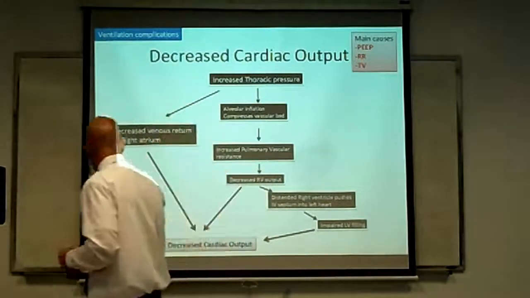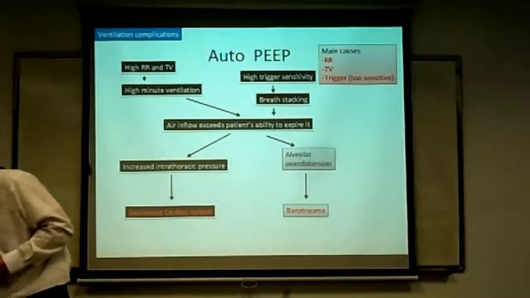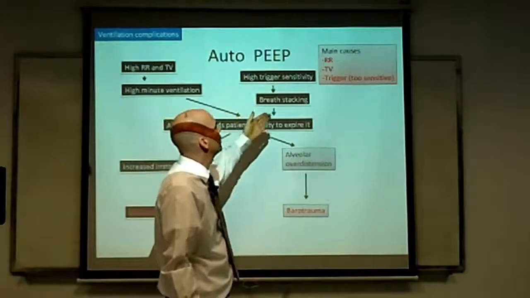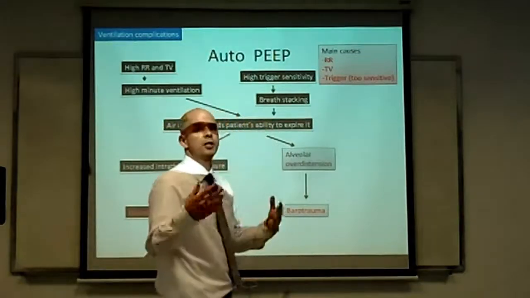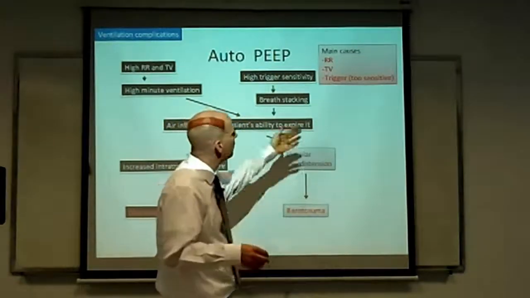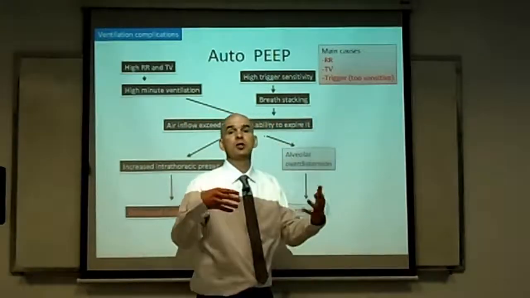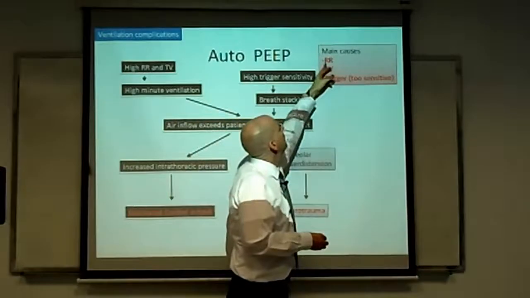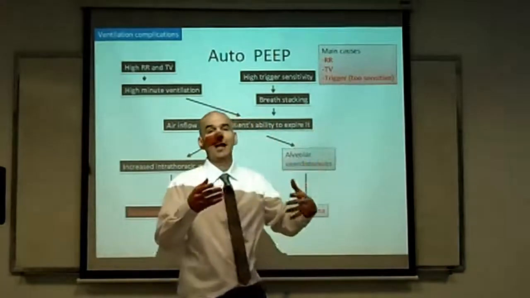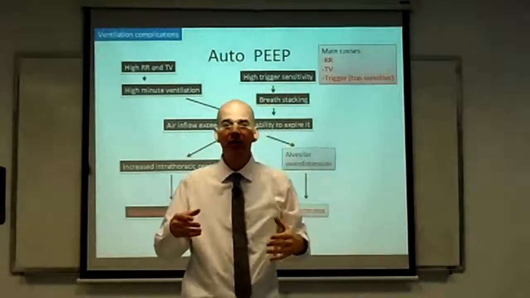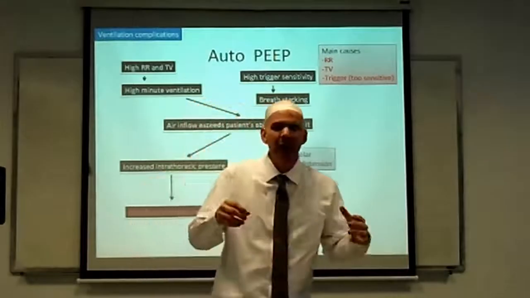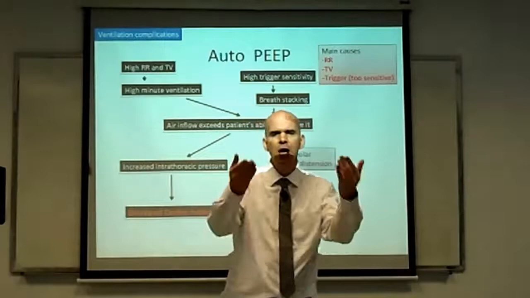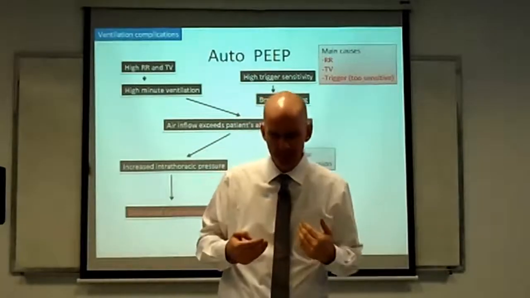Next complication I want to look at is auto-PEEP. This is caused mainly by a high respiratory rate, high tidal volume, and a trigger that's too sensitive. We've already touched on what happens when you have a trigger that's too sensitive. So let's take a look at high respiratory rate and high tidal volume and what the implications are here. If I have a really high respiratory rate and high tidal volume, that means there's a lot of air coming into my lungs every minute.